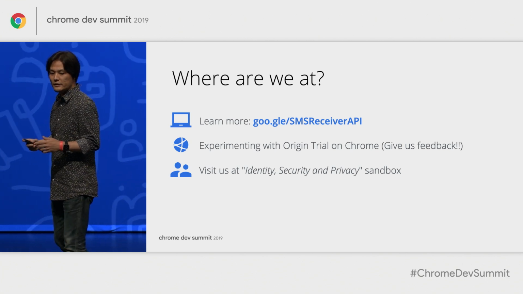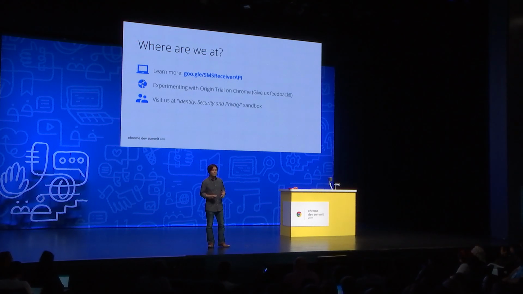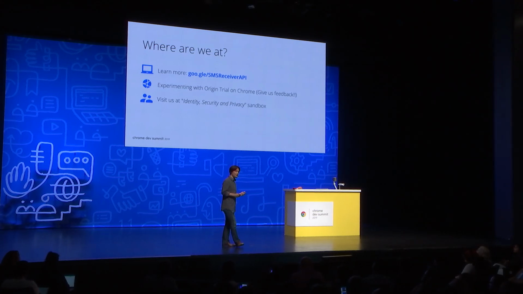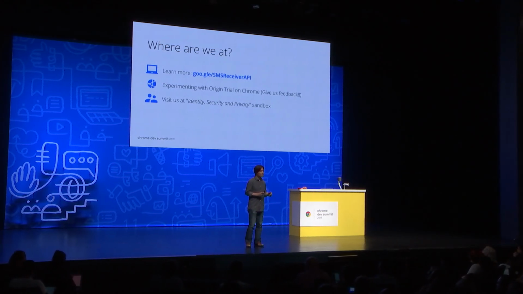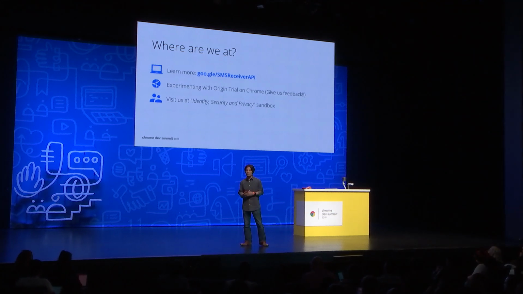To learn more about the SMS Receiver API, please go to Google/SMS Receiver API. The article has details about format conventions and how to implement the API. The SMS Receiver API is still experimental. You can use it under origin trial, which means you need to submit a request to whitelist your domain, accepting that the API may change in the future. The article has information about how to sign up to the origin trial.